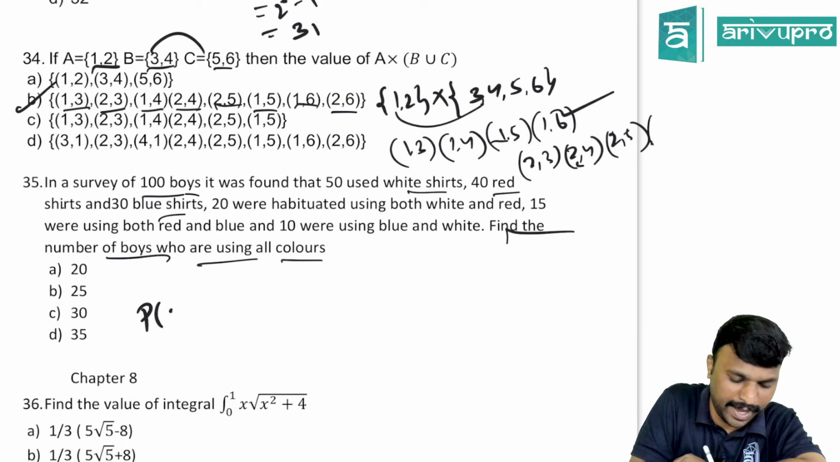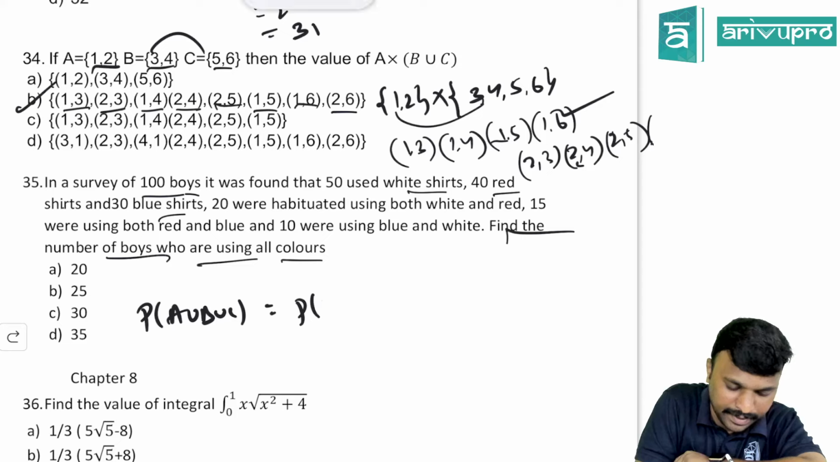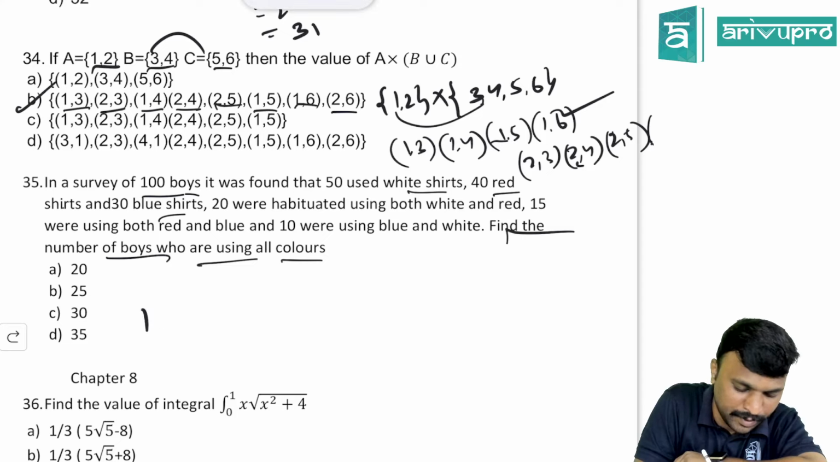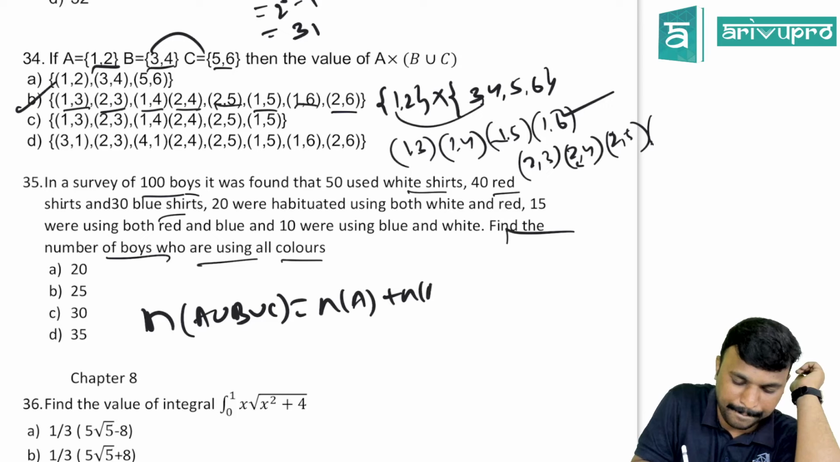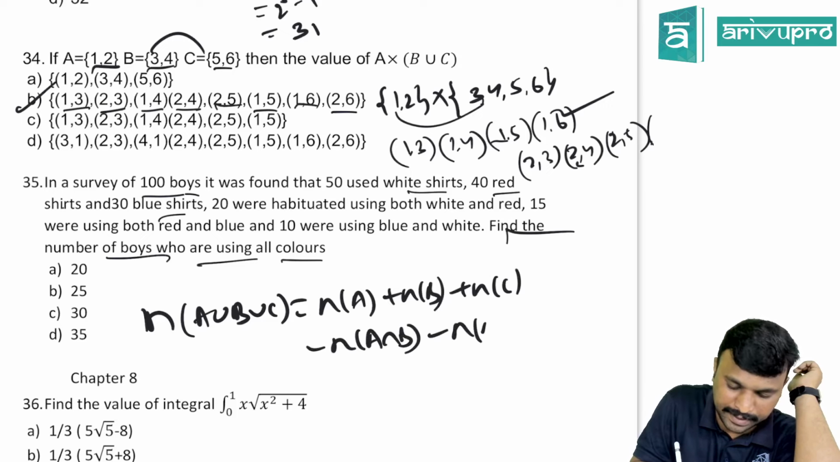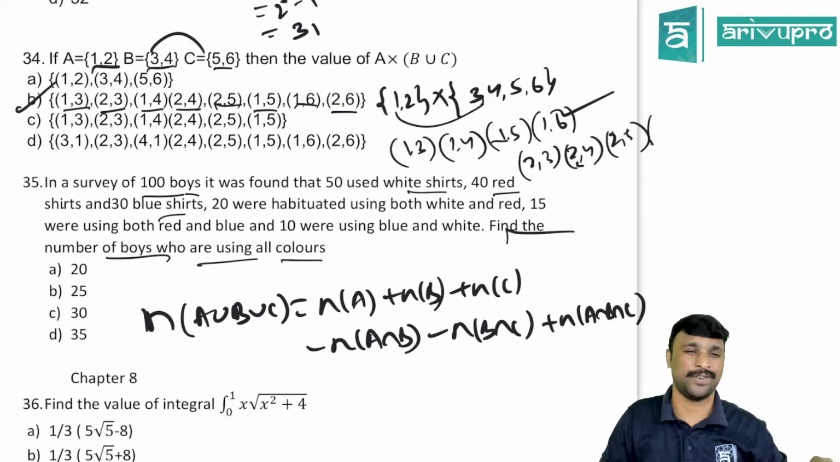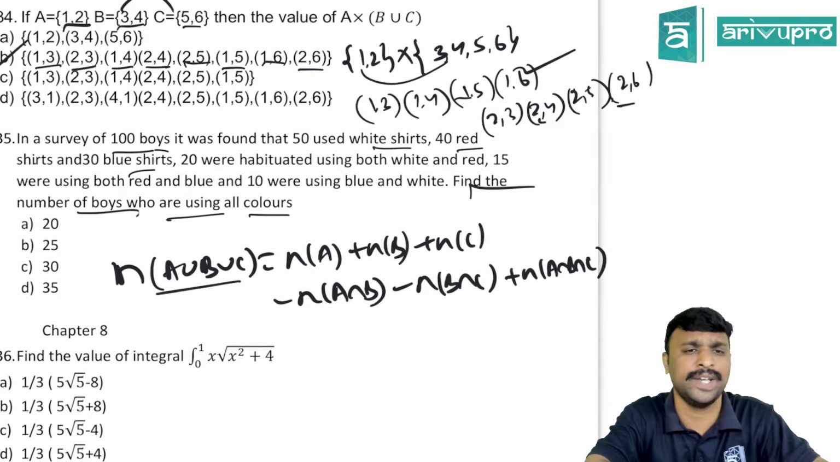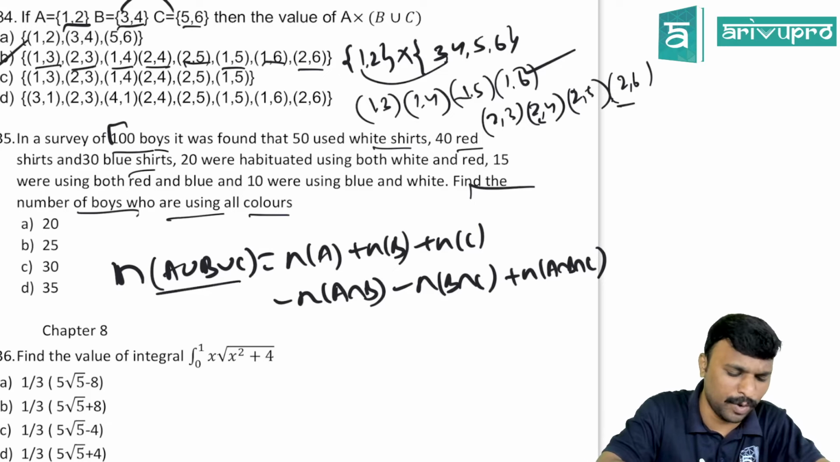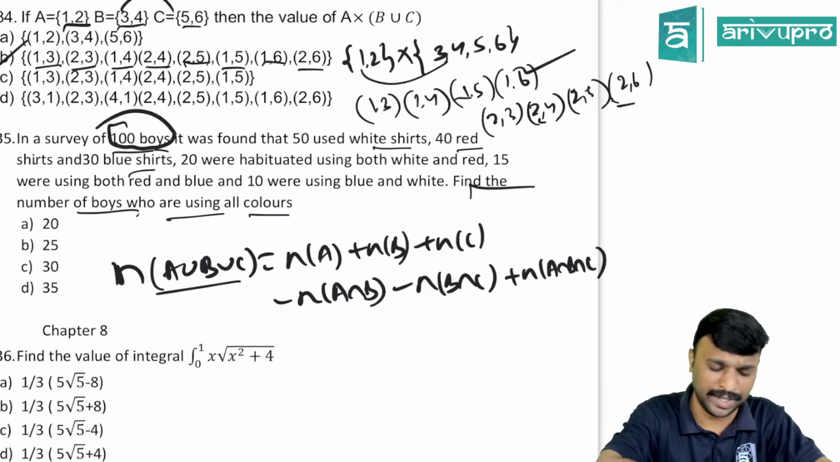What is that? It's not P, it's a cardinal number that we have to use, not in terms of probability, in terms of cardinal number. N of A union B union C is equal to N of A plus N of B plus N of C minus N of A intersection B minus N of B intersection C plus N of A intersection B intersection C. This formula is not to be written on the form in the paper, right? N of A union B union C, guys, if not given, the total boys only are taken as N of A union B union C.